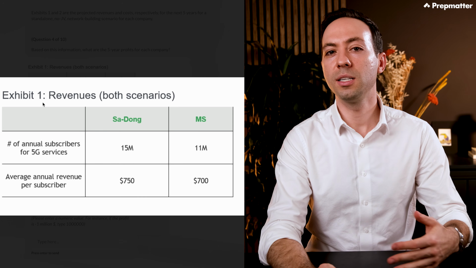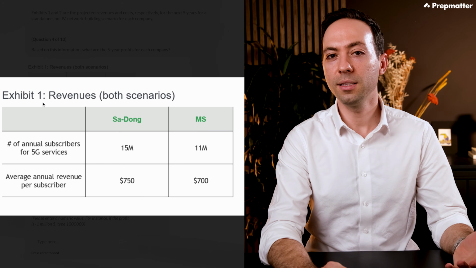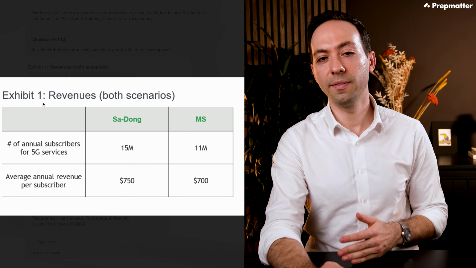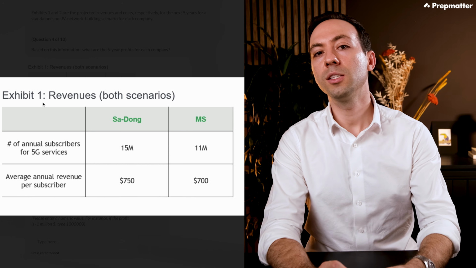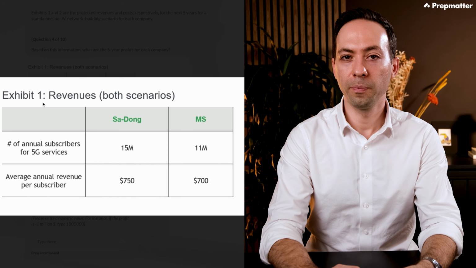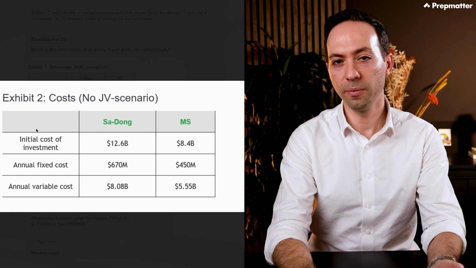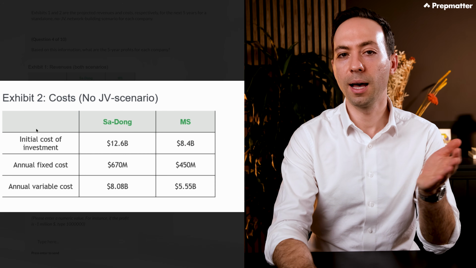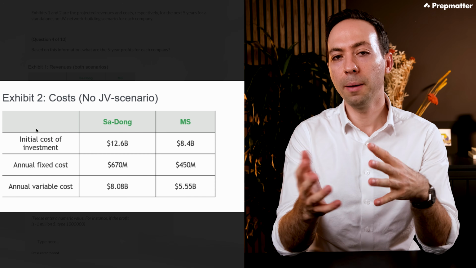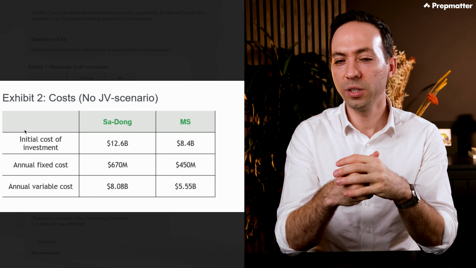It must be because there is no change in the revenues of both clients in the standalone versus joint investment scenario. Let's quickly check the second exhibit too. Here we're looking at the no JV, so a standalone scenario. We can see both clients' CAPEX and OPEX. Okay, I'll get back to these tables, but let's look at the question first.